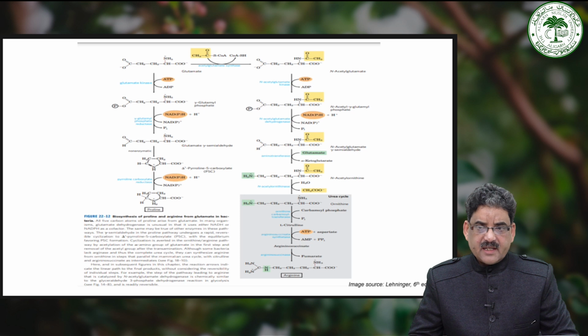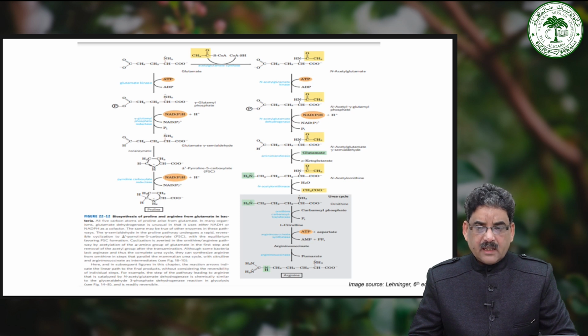NADPH or NADH then reduces the acyl phosphate to produce glutamate gamma semialdehyde, as you can see in the figure. The gamma semialdehyde undergoes rapid spontaneous cyclization. Subsequently, the cyclized intermediate is further reduced, ultimately yielding the final product, that is proline.